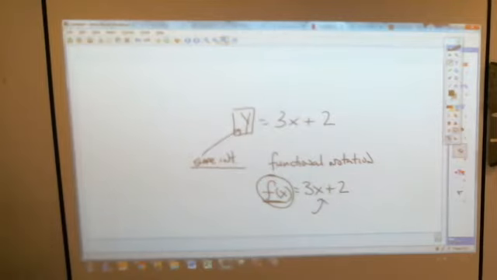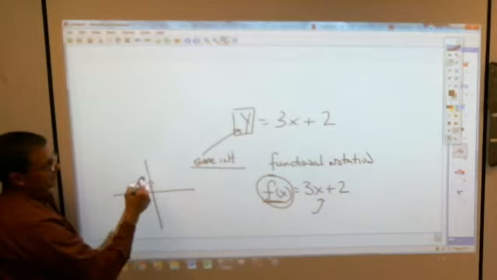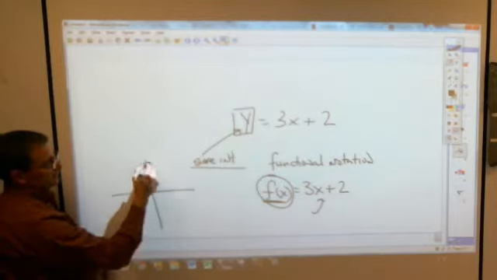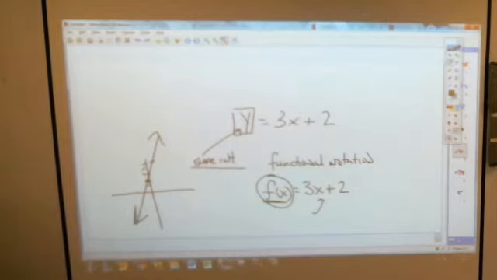Will that be a function if I graph that? Sure will. What is it? It's just a straight line, right? Crosses the y-axis at 2, has a slope of 3. Looks like this. Is that a function? Yeah, you did that so fast. Yes, I did do that fast because it doesn't matter.